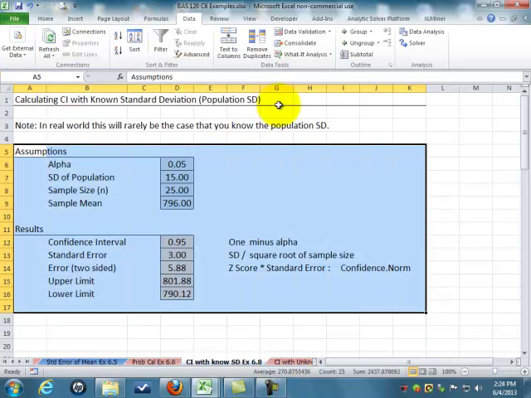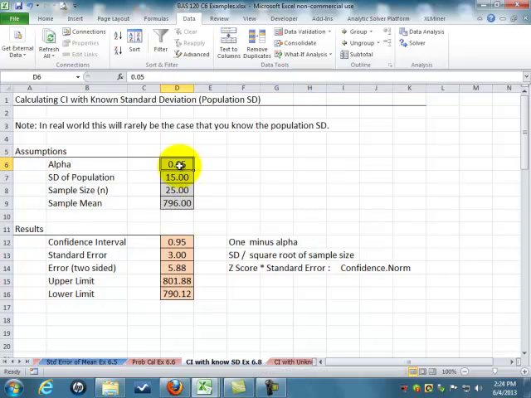All right, now they talk about calculating a confidence interval. A confidence interval is the range in which we feel, within a certain percentage, that the population will fall. So we might say 95% confident it falls in this range, or 99% confident. So here we've inputted our alpha, basically how accurate we want to be. It tells us the standard deviation of the population, the sample size, and the sample mean. So the results: our confidence level is just 1 minus our alpha.